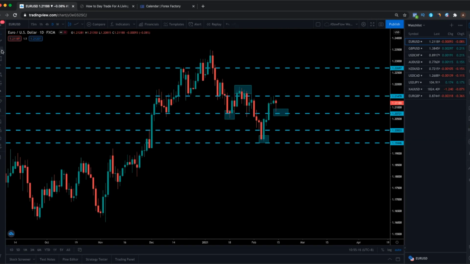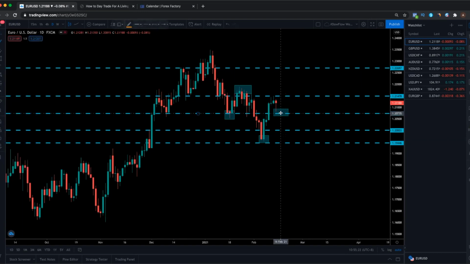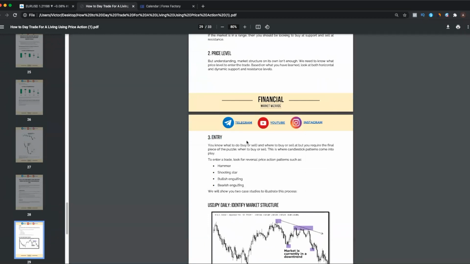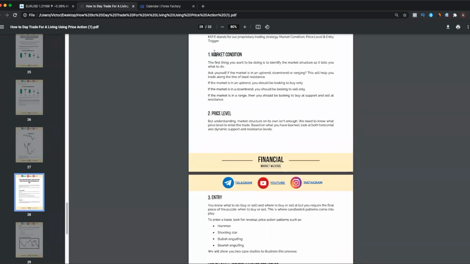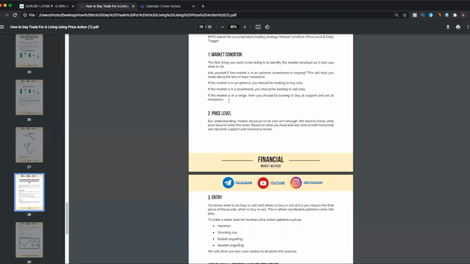Let me just draw it first. This one here. I need to see that this resistance is broken, and then I need to see it retrace here with a candlestick pattern, which is actually the entry, which is the MPE strategy. We have the market condition. We make it bullish, right? Once price breaks this high here, then it will be bullish. So that's your market condition.